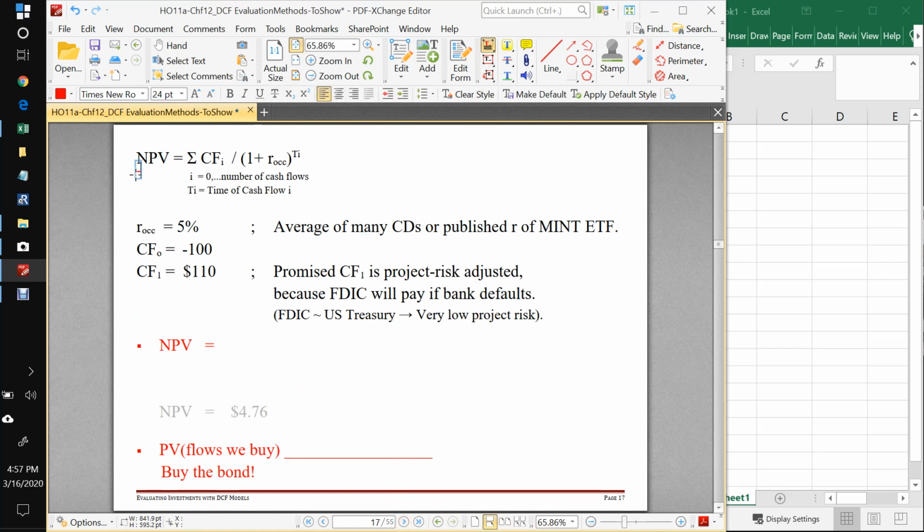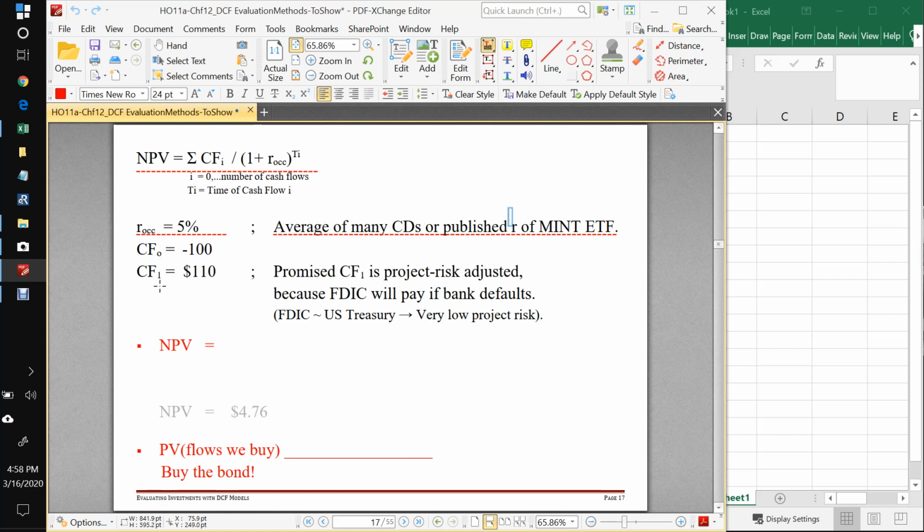Okay, we want to apply the NPV equation here, and we're going to need to know our opportunity cost of capital and all our cash flows. Well, the opportunity cost of capital, we just figured that out, right? That, again, is the average of many CDs or the published interest rate of the Mint ETF. We do know the cash flows. The contract says we get 110 in a year. We could buy the bond for 100 right now. So those are all the cash flows.